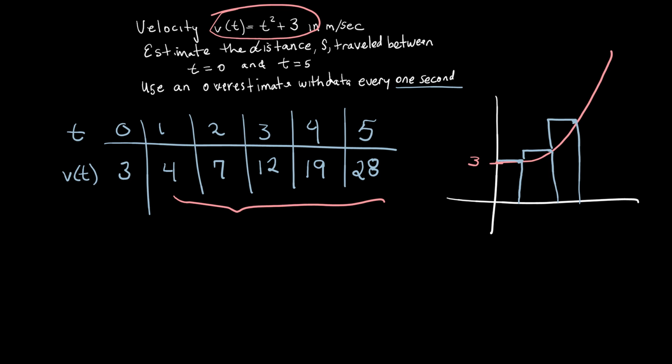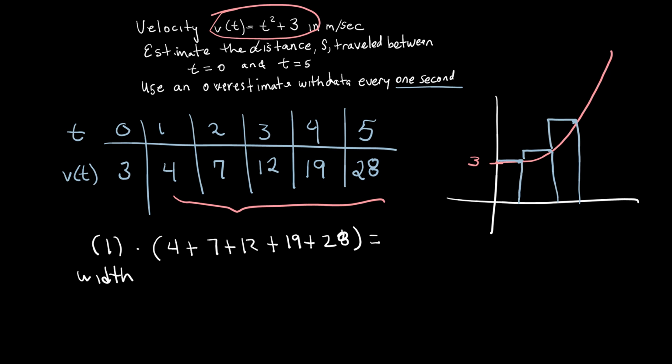And so I take the width, which is just 1, but we'll just put it to be complete. And I multiply it times all the heights, which is our velocity summed. So 4 plus 7 plus 12 plus 19 plus 28. So I'm going to cheat and put all that in my calculator. Plus 12 plus 19 plus 28.